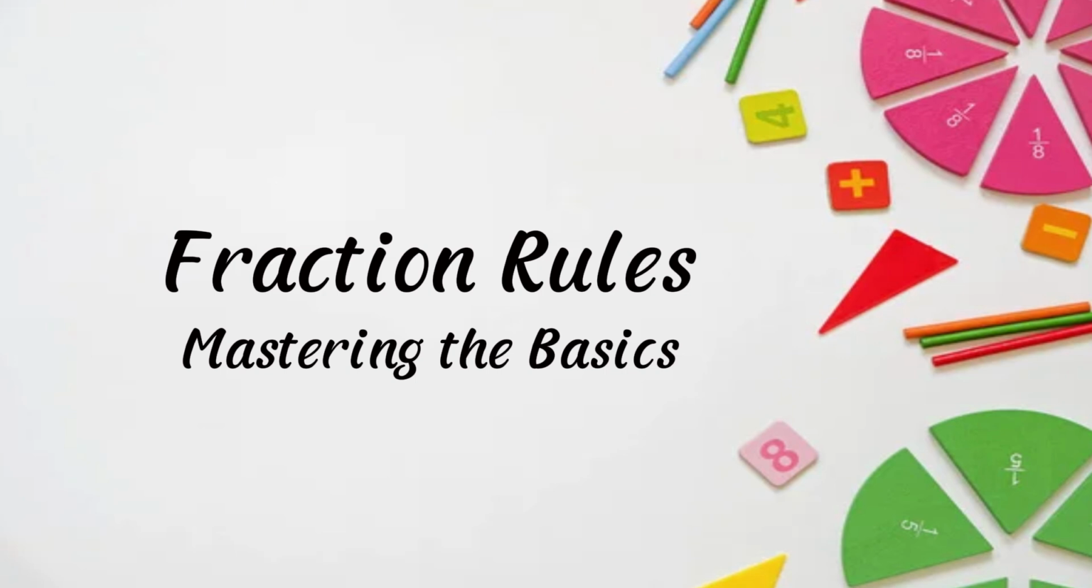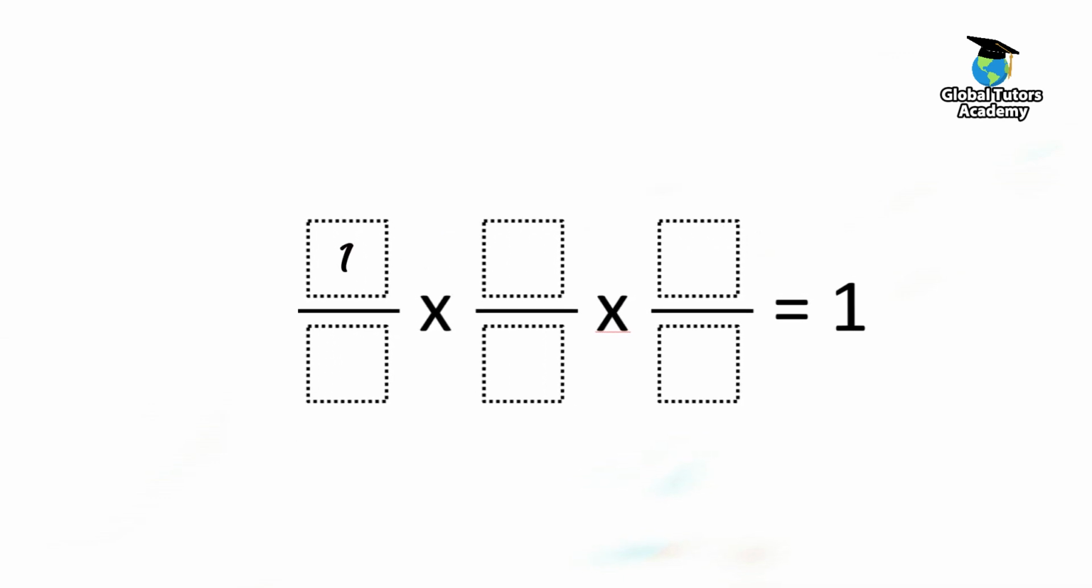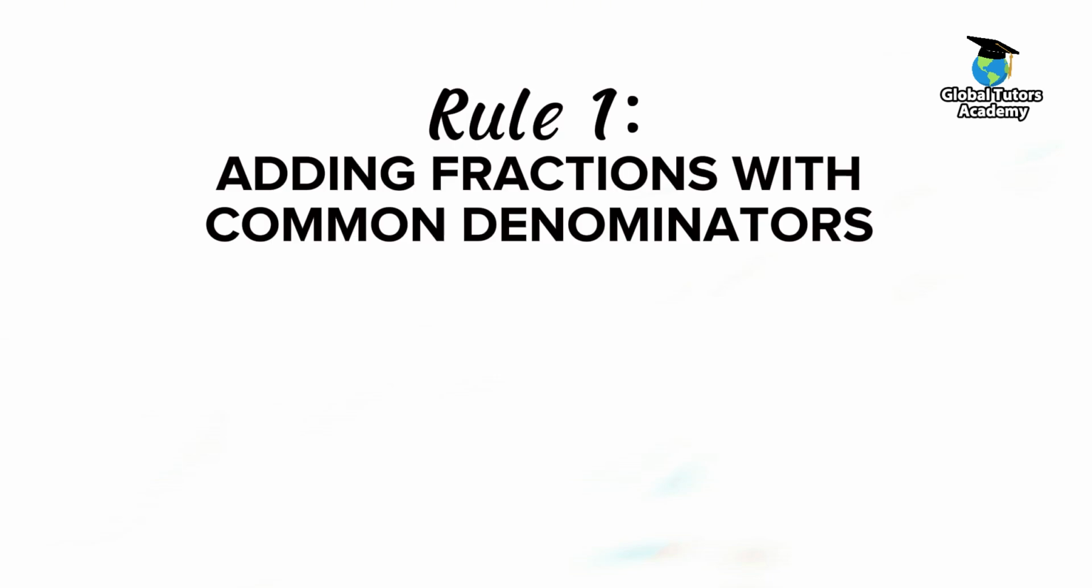In this video, we'll explore the rules for working with fractions: addition, subtraction, multiplication, and division. Please note, the letters A, B, C, and D are placeholders or unknowns, used just to explain the rules. In real problems, you'll be given actual numbers instead. Alright, let's go. Rule number 1, adding fractions with common denominators.